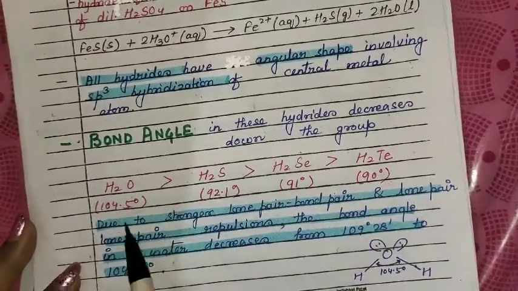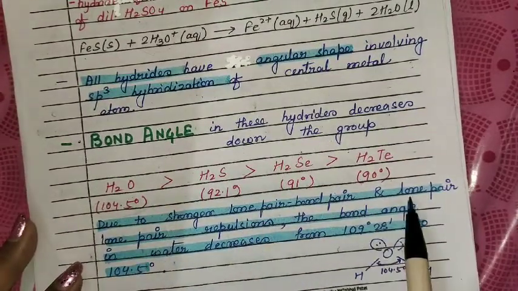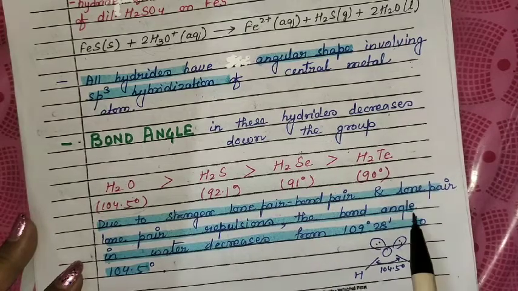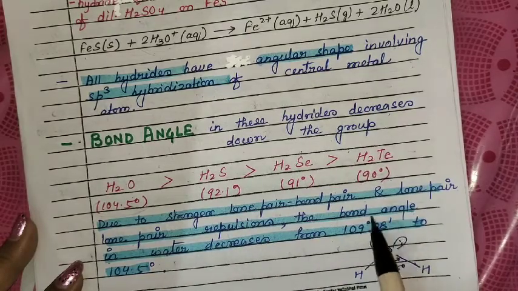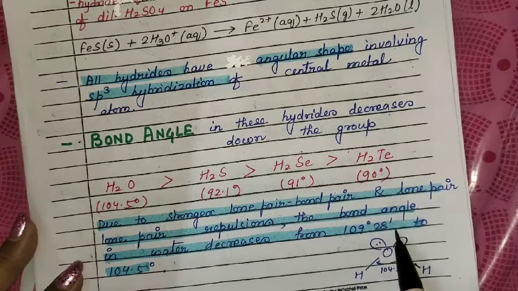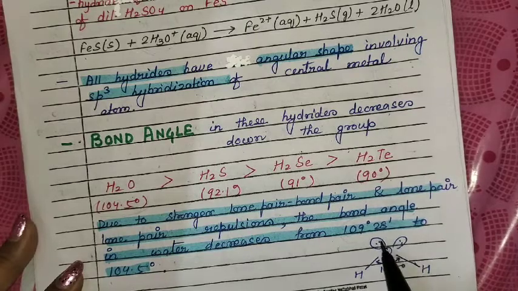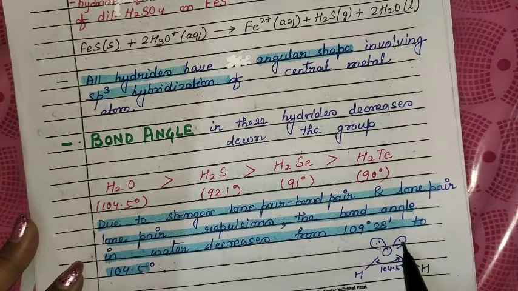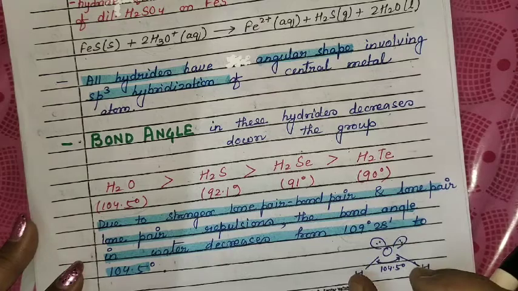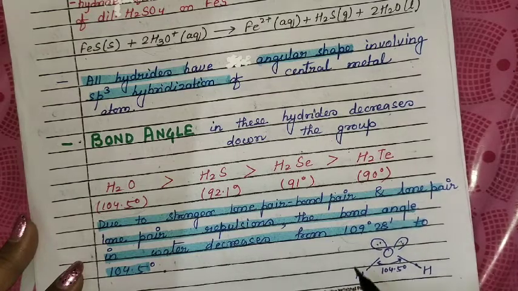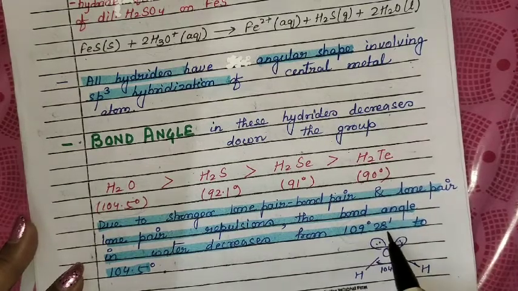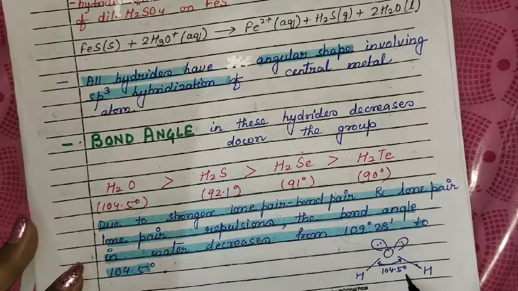The reason for this is that due to stronger lone pair-bond pair and lone pair-lone pair repulsion, the bond angle in water decreases from the normal tetrahedral 109 degrees 28 minutes to 104.5 degrees. There is greater repulsion between lone pairs. So due to lone pair-lone pair and lone pair-bond pair repulsion, the bond angle shrinks a little bit. So normally the tetrahedral bond angle is 109 degrees 28 minutes, but in H2O we found it only 104.5 degrees.